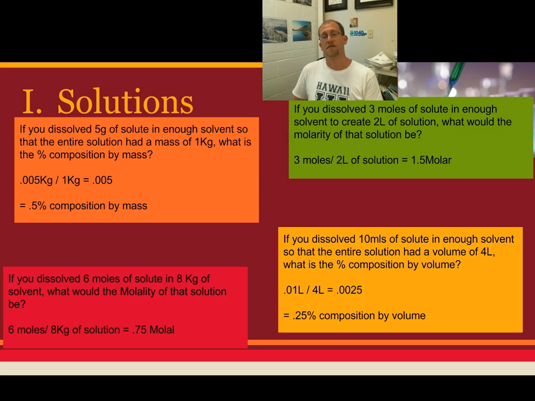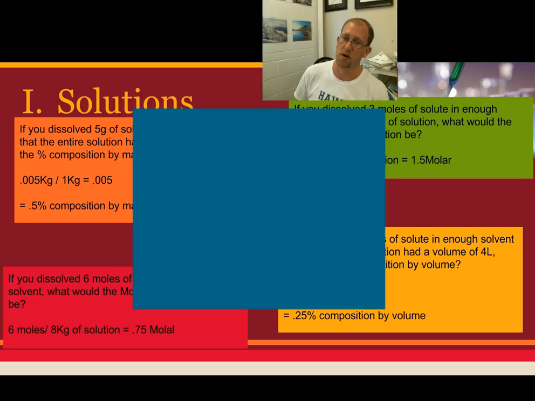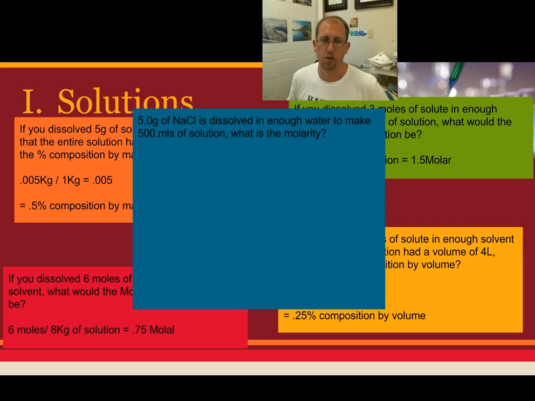Now, sometimes I won't give you the units you need. Sometimes you have to convert. So let me show you one of those, okay? 5.0 grams of sodium chloride is dissolved in enough water to make 500 milliliters of solution. What's the molarity? Now, molarity, remember, is moles over liters. I didn't give you moles. We need to do a little bit of math to get moles. So 5 grams of sodium chloride, how many moles is that? We have to figure that out first.